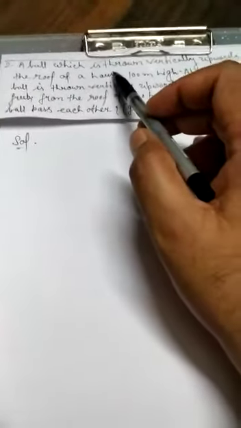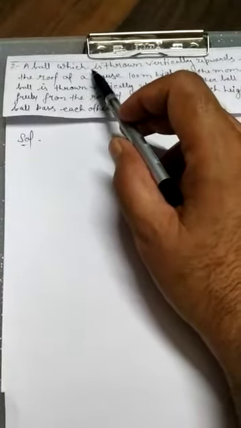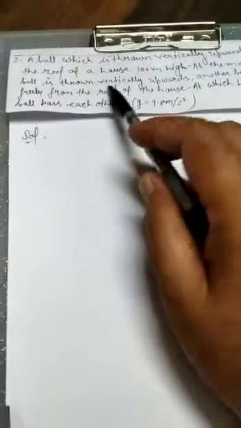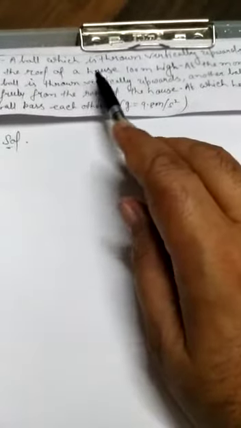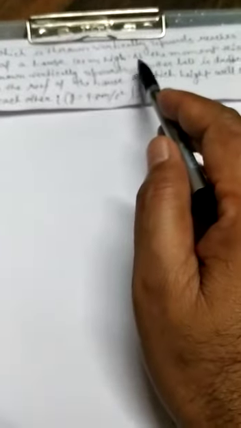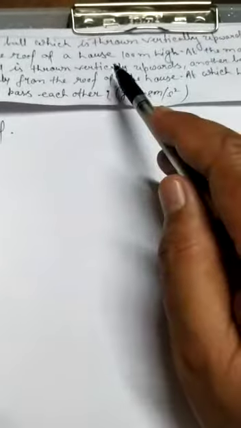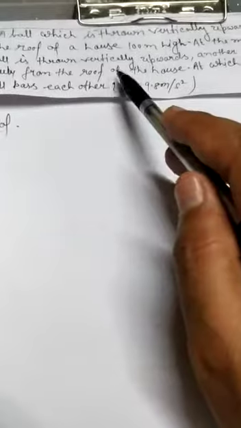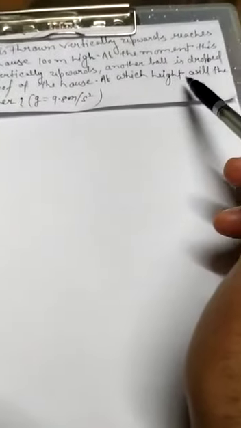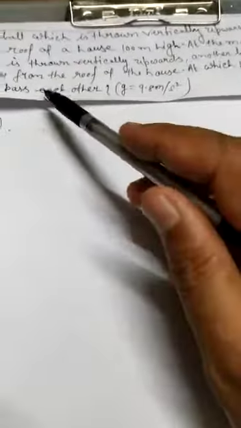Now we discuss the second numerical of the same topic, motion in one dimension. In the given question, a ball thrown vertically upward reaches the roof of a house 100 meters high. At the same moment, another ball is dropped freely from the roof of the house. At which height will the balls pass each other? The value of g is given as 9.8 meters per second squared.